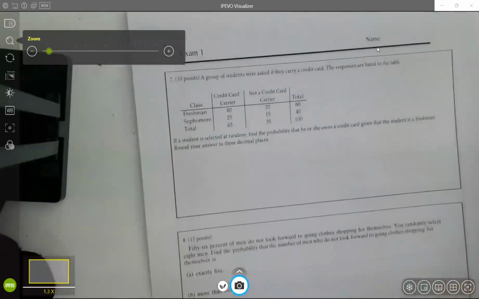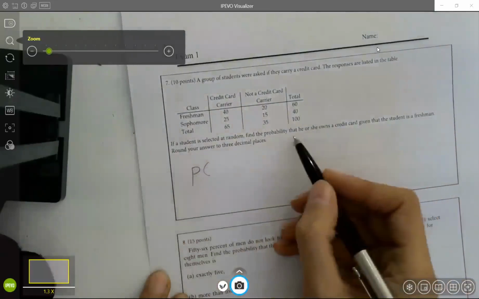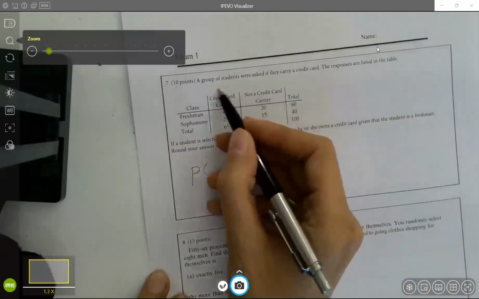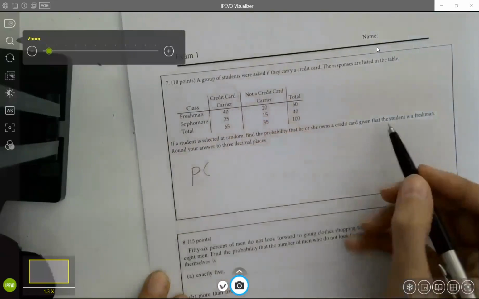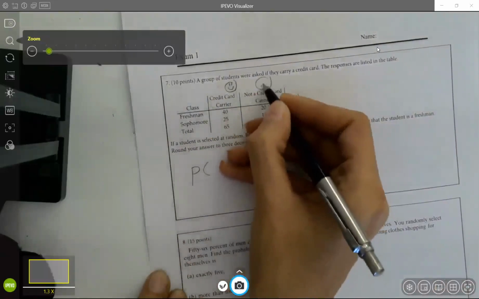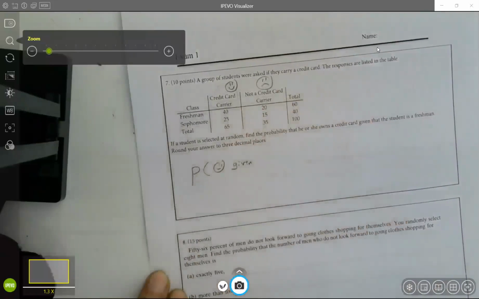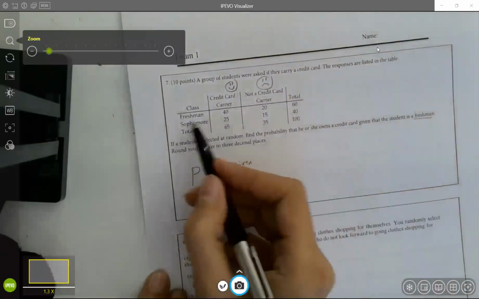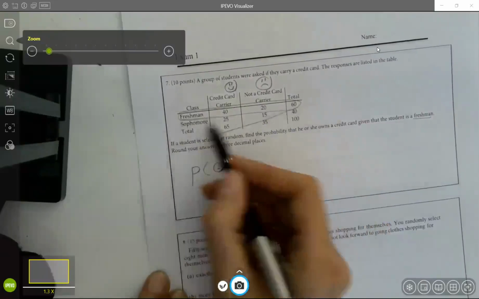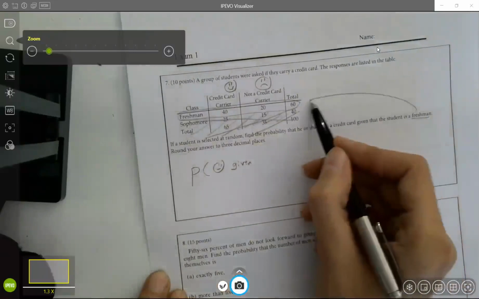So for question 7, you have conditional probability. It says, what is the probability that the student owns a credit card, given that the student is a freshman. It means that we're not working with the rest of this data. We don't care about the rest of this data. Just the given condition is important for us.